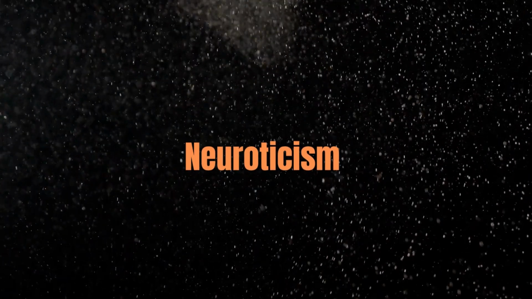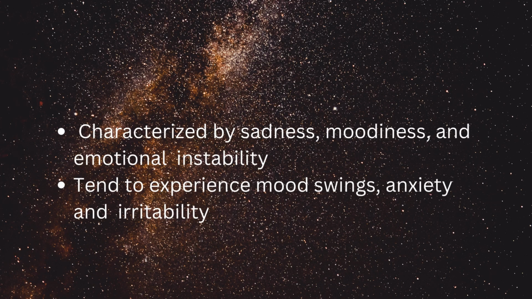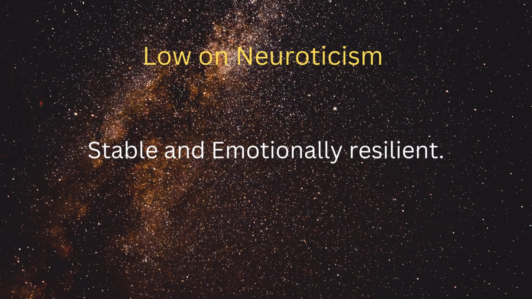Fourth personality trait is neuroticism. Neuroticism captures differences in the frequency and intensity of negative emotions. Highly neurotic individuals are prone to experiencing anxiety, sadness, and mood swings. Neuroticism is a personality trait characterized by sadness, moodiness, and emotional instability. Individuals who are high in neuroticism tend to experience mood swings, anxiety, irritability, and sadness. Those low in this personality trait tend to be more stable and emotionally resilient.